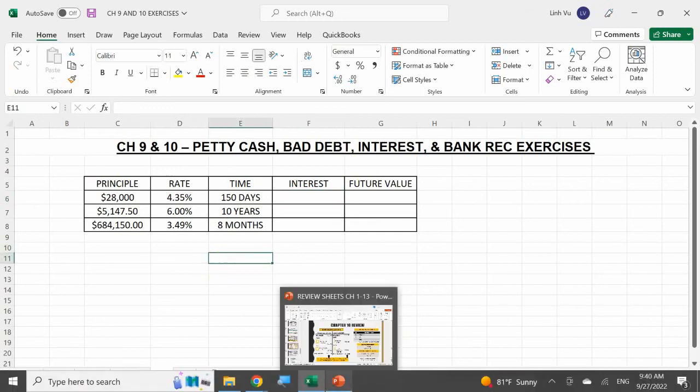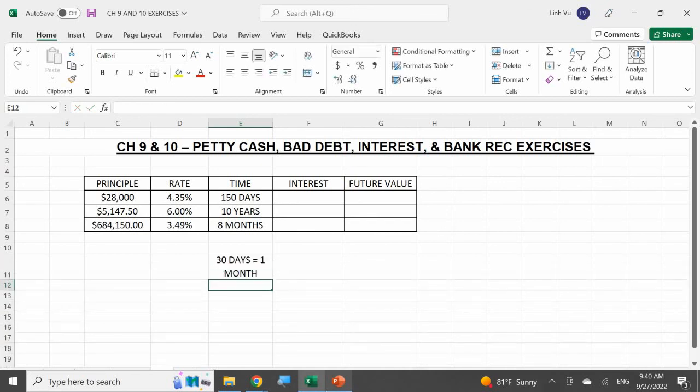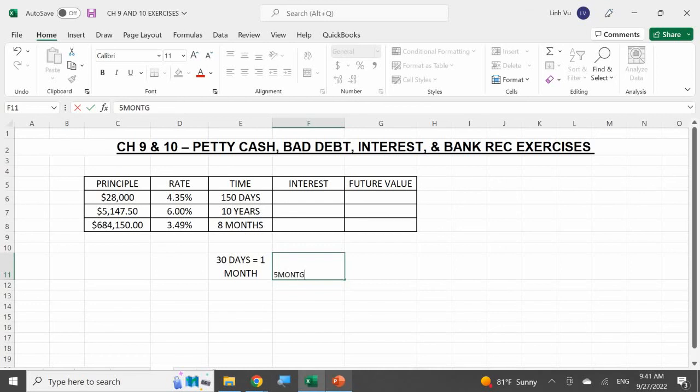In this case, 150 days. How many days are in 1 month? 30 days are in 1 month. So therefore, how many months right here? It would be 5 months. Now, how much is that equivalent to 1 year? You have 5 months out of how many months in 1 year? 12 months.